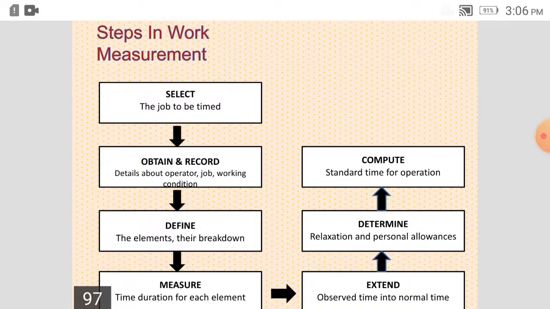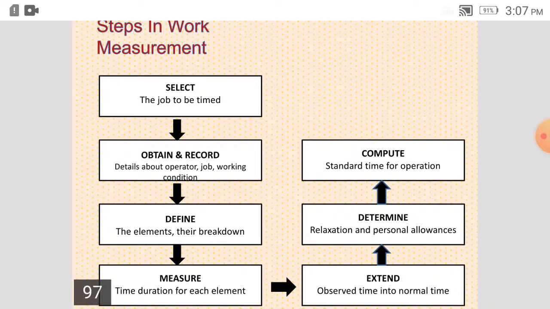So, first is to select the job, which job we want to make the study of. So the job to be timed means the job which is performed by an operator for which we want to carry out the study regarding the time. Then second is obtain and record. So everything regarding that job, such as details about the operator, the job details, what actually is to be done, and in what conditions he is doing it, so working conditions also, every detail should be noted down.